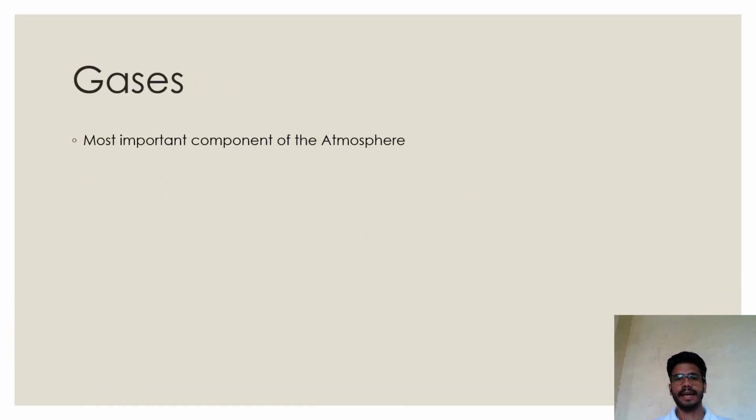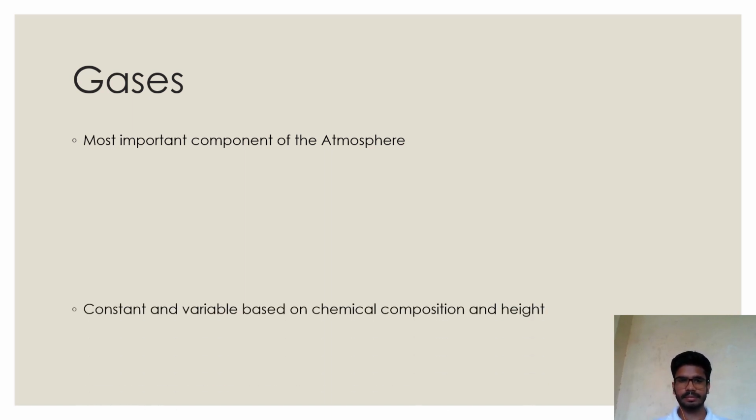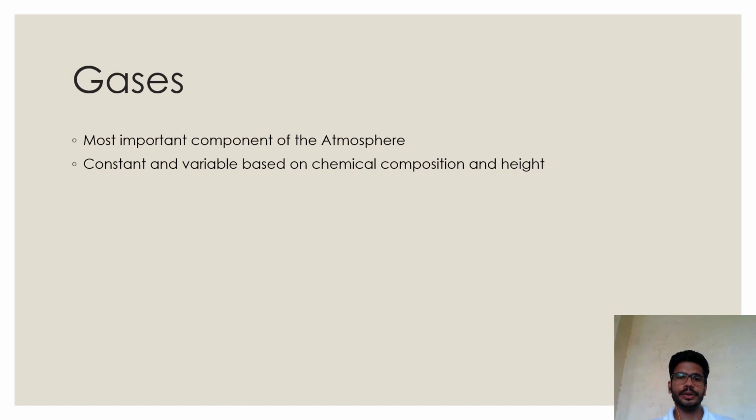Gases are the most important component of the atmosphere because they contain life-sustaining elements like oxygen, which is important for breathing, and it is on the basis of oxygen that we survive. Then we have hydrogen and nitrogen, which are important for plants. Gases, as I've already told you, are divided into constant and variable based on chemical composition and height. Constant gases are those whose chemical composition as well as proportion remain the same, and they are found in the lower atmosphere. Variable gases are those whose chemical composition and proportion change, and they are found at higher elevations.